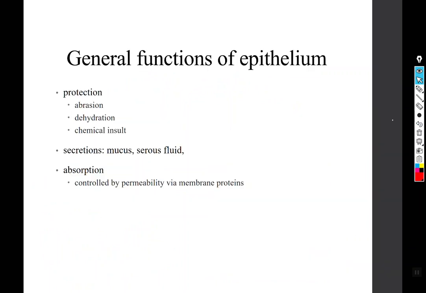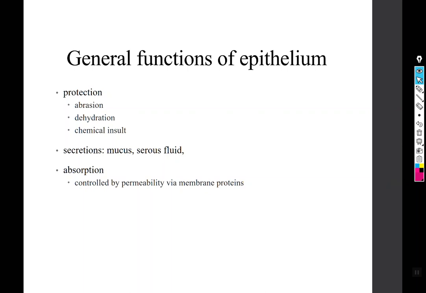Okay. So, some general functions for epithelia. One is protection. So, I mentioned the knee scraping example, that's protection against abrasion, but also dehydration. So, there are glycolipids between your dead skin cells that help you not lose water or gain water, and also protect you against chemical insult, because the cells on the surface of you, they're dead. They don't care if they hit a nasty chemical as much as living cells underneath.